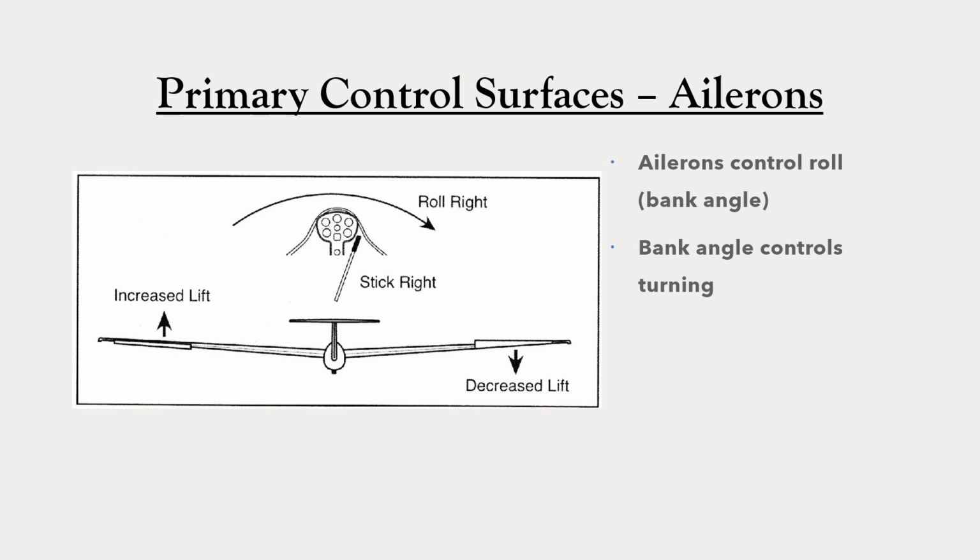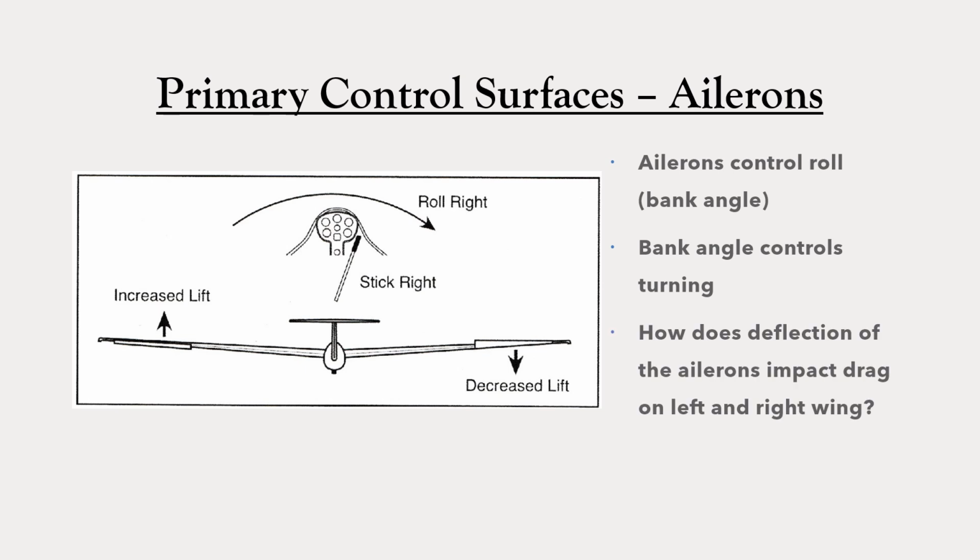And when you move the stick to the right, this is a view from behind the glider, the aileron on the right wing deflects upward, which decreases the lift on that wing. The aileron on the left wing deflects downward, increasing that lift, which causes the aircraft to roll.